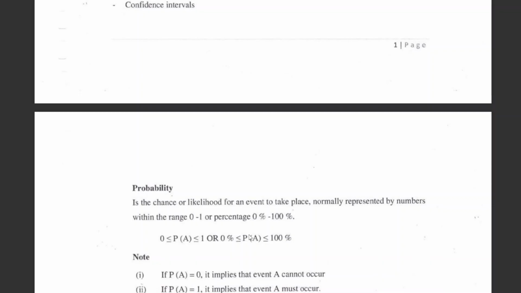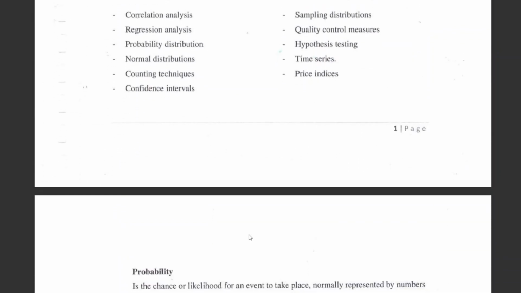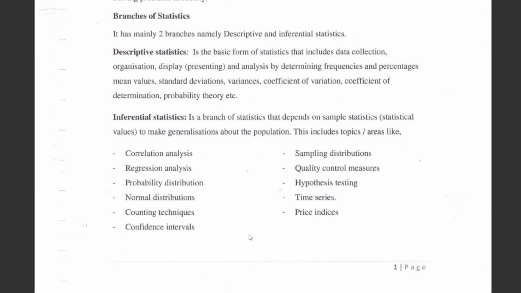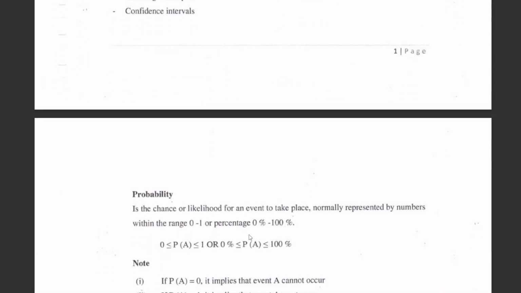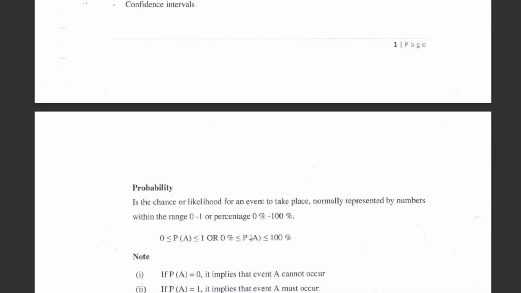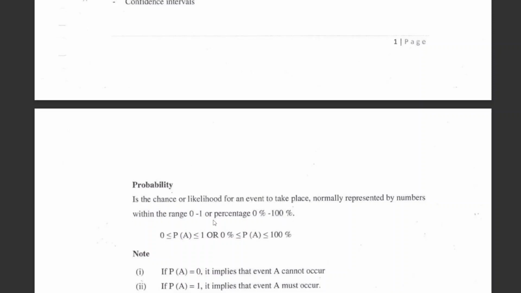Then we have seen that probability theory, or probability, is under descriptive statistics. It goes on to the details to describe something, the chances. So probability is the chance or likelihood for an event to take place. It can be from 0 to 1. It does not go beyond 1. However, when it comes to percentages, probability can be from 0 to 100%.